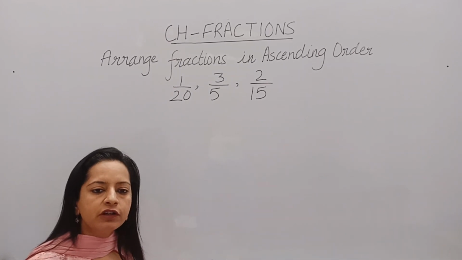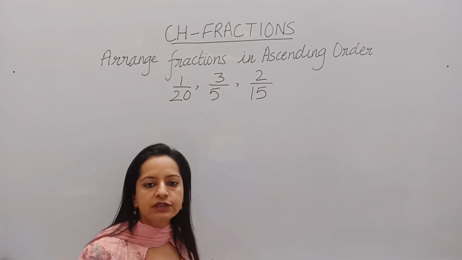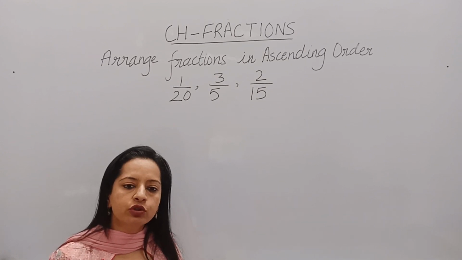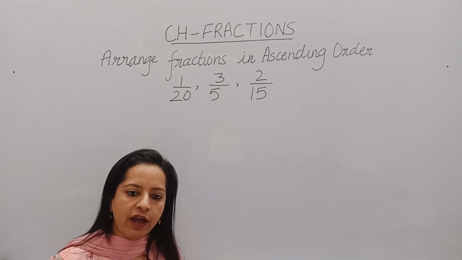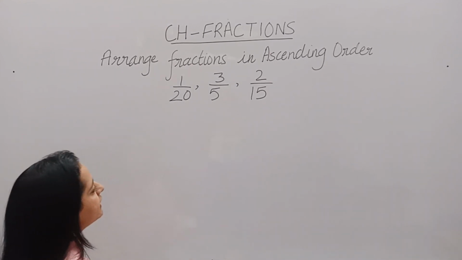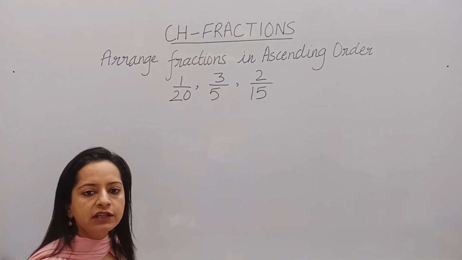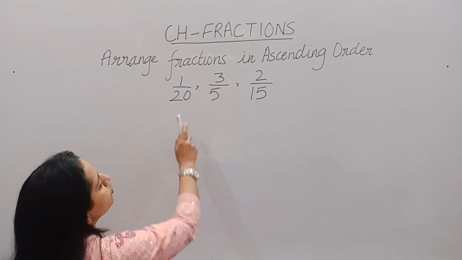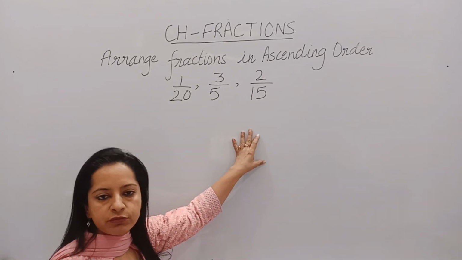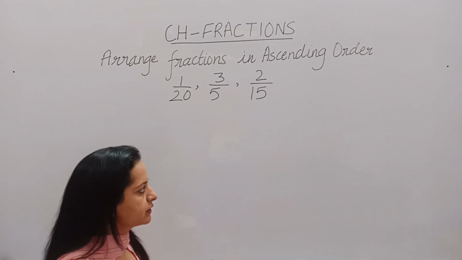For this, the first step is we have to convert all these three fractions into like fractions. And if you want to know how to convert unlike fractions to like fractions, you can watch my previous video. But in this also, let us start. Now, like fractions means fractions having the same denominator. So, to convert all these three fractions to the same denominator, we need to find the LCM of the denominators.